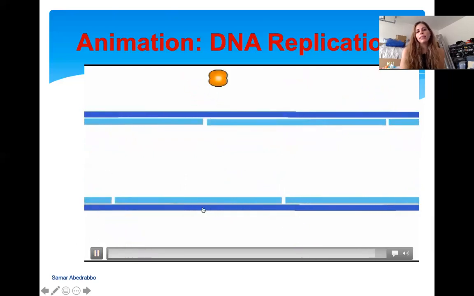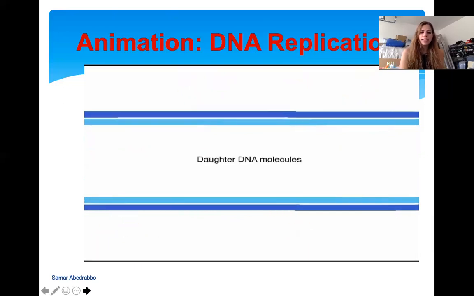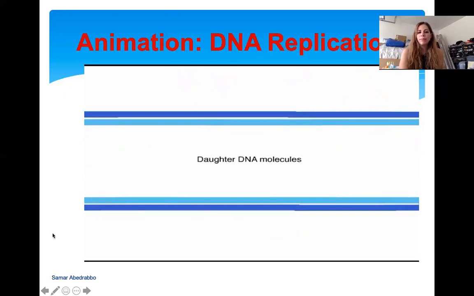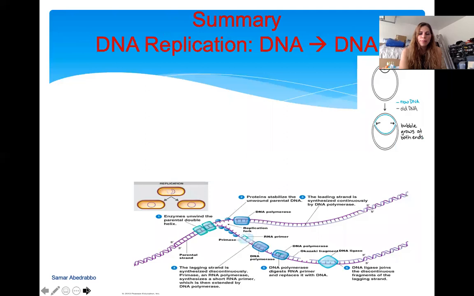So he basically just showed the leading strand and the lagging strand. The lagging strand has a lot of RNA primers that need to be removed. And then in the end, you get two DNA molecules made from DNA replication.